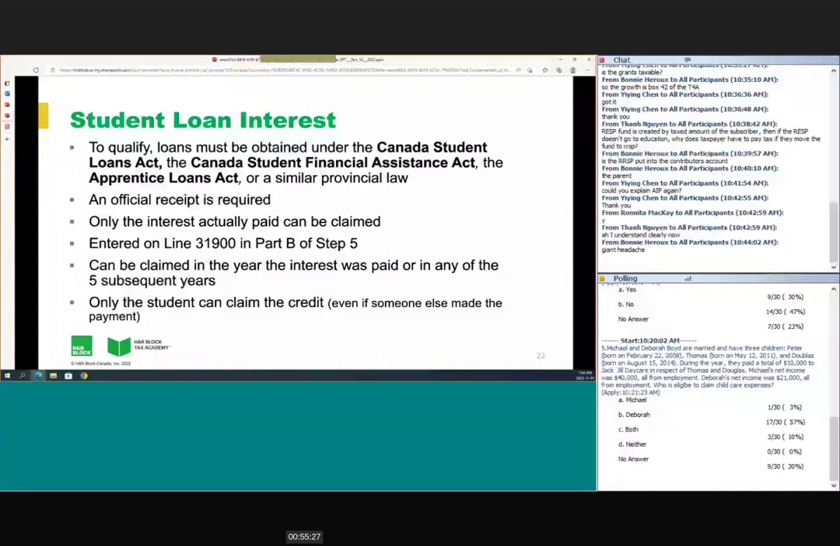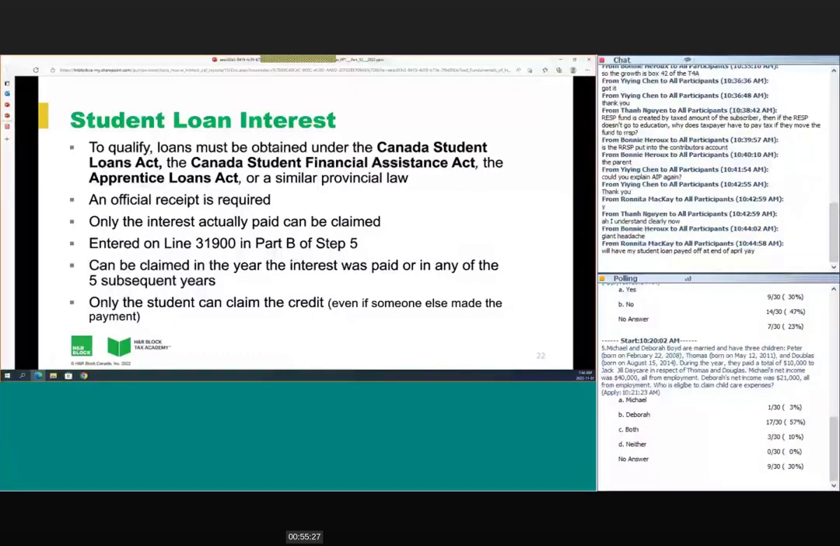So this is once the student has finished and now they have a bunch of debt because they borrowed money through, I know in Ontario it's the OSAP program. They don't have to pay anything until they graduate, and then if they can't pay it off, they'll have to pay interest on their student loan.